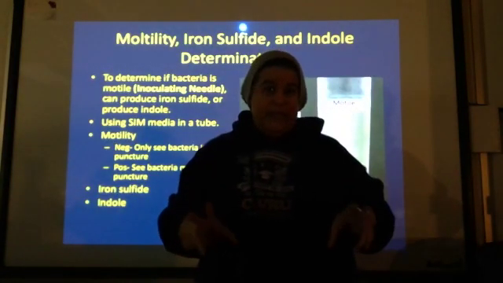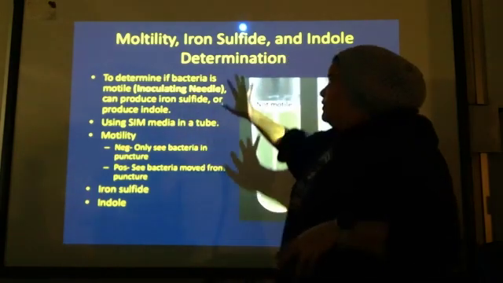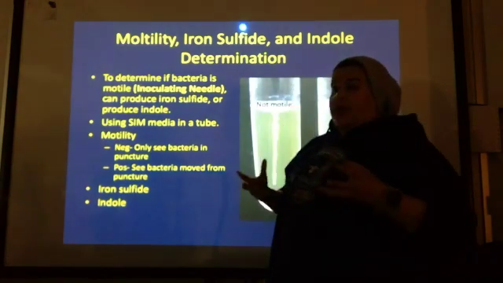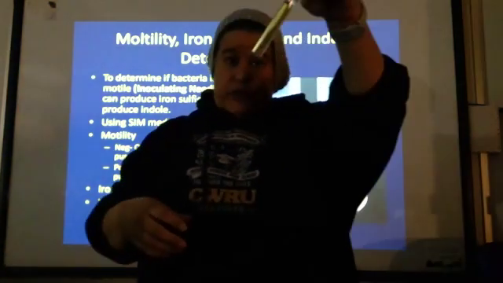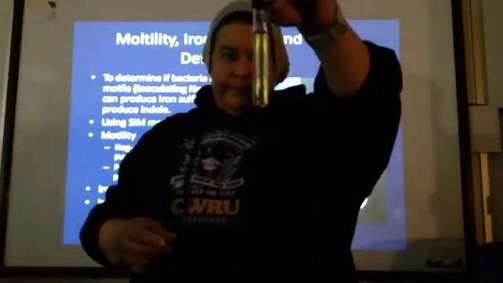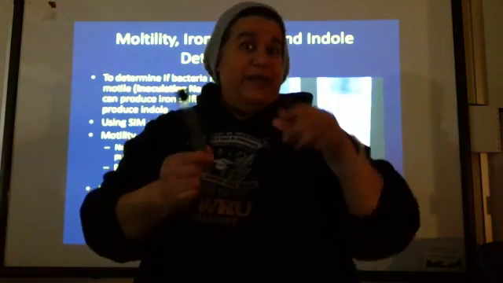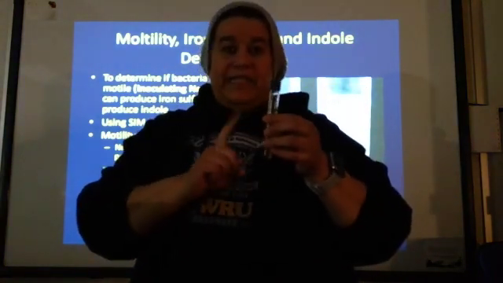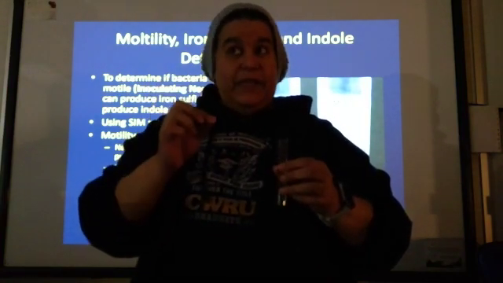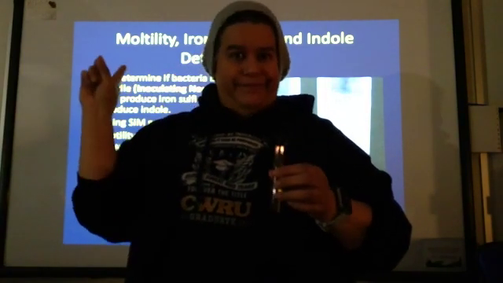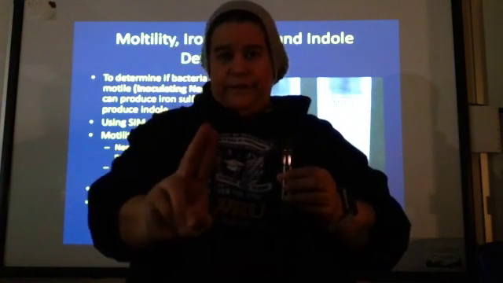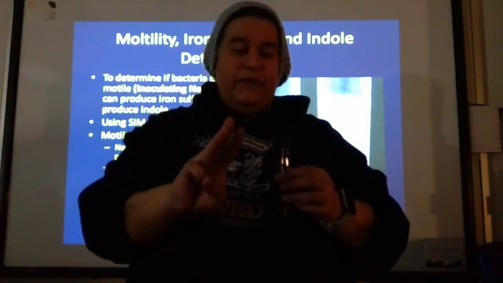The last biochemical test you are going to do is the motility, iron sulfide, and indole determination. You are going to use another tube, except in this case, instead of having liquid, this is a solid, just like what we have in plates, except it's a different recipe. So inside of here, we have SIM media, S-I-M, SIM. SIM media is specifically used to look for iron sulfide, indole production, and motility of your bacteria.